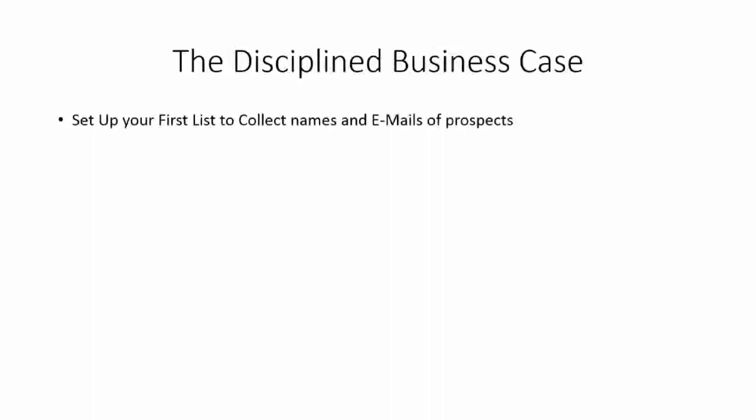Okay, so the first thing obviously you're going to need to do is you're going to need to set up your first list to collect names and email addresses of prospects. And it doesn't matter where you're setting this up, where that opt-in page is going to be. You want to set up that first list to collect names and email addresses of prospects only. Now, when you talk to these people, when you're sending emails to these people, you are going to speak to them as if they have not become your customer yet. So you want to keep them on a separate list.